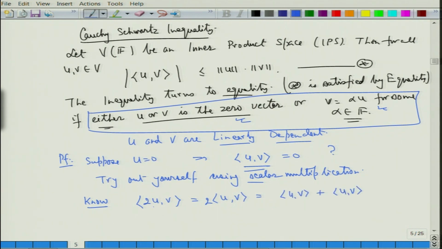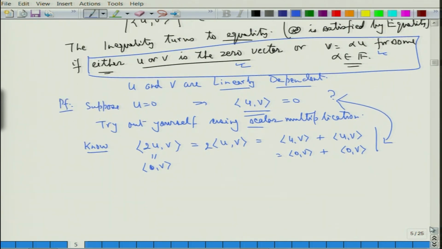but u is 0. So, what we are saying is that this is the same as the inner product of 0 and v, which is also the inner product of 0 and v plus the inner product of 0 and v. So, together will imply this part. One of them will cancel out and therefore, you will get the inner product of 0 and v has to be 0. Fine, that is one thing. Fine. So, if u is 0, you are done, there is no problem.